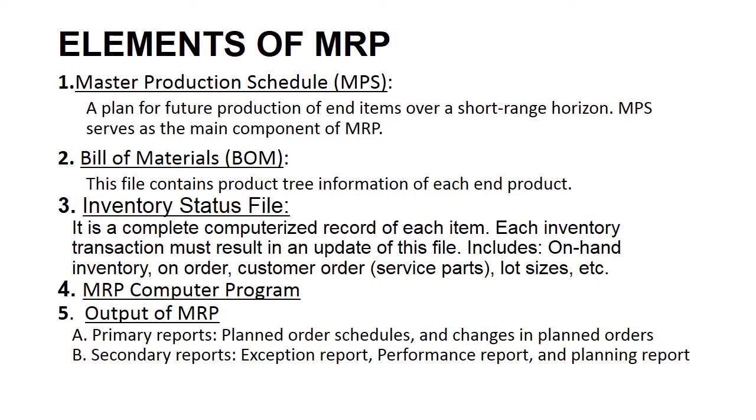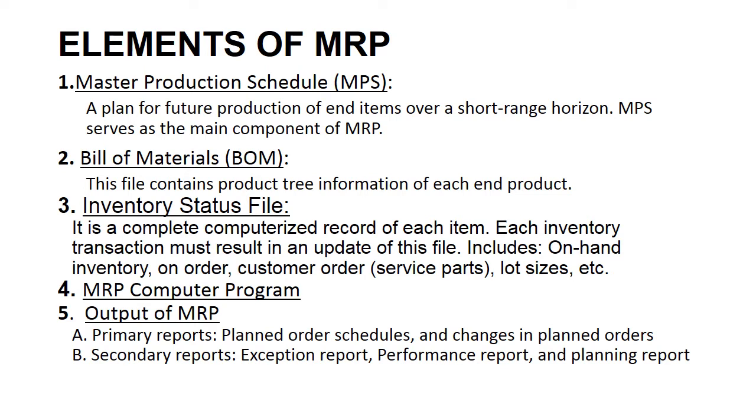Bill of material is basically product tree structure. It describes what is the end item, what are their children, what are their grandchildren, components, subcomponents, subassemblies, and so on. Inventory status file, number 3, is basically an accurate record of all inventory items you have.